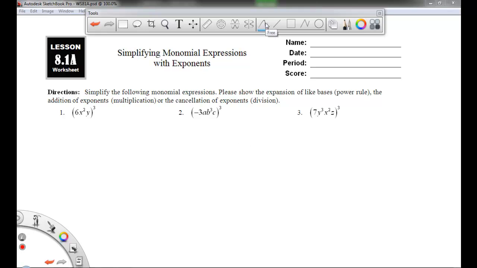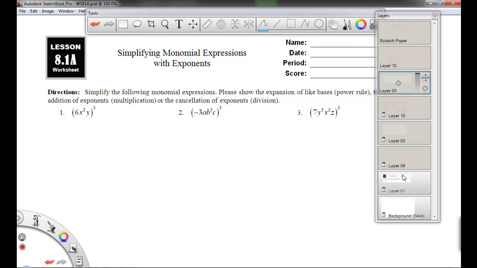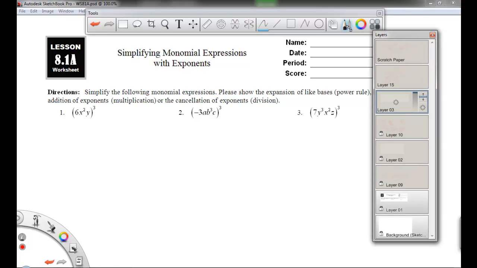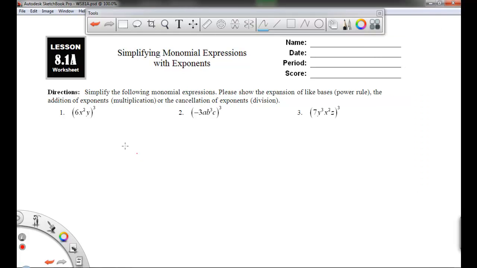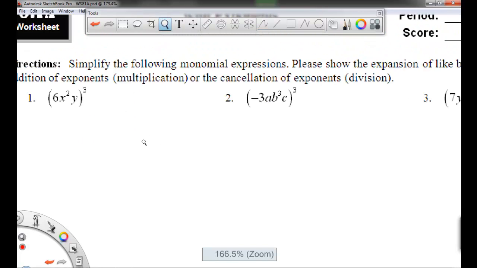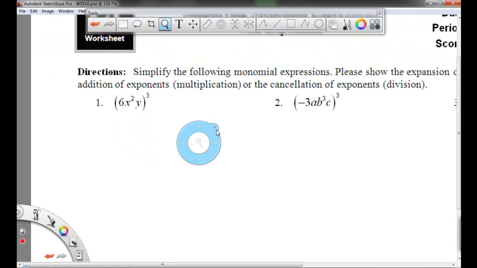We'll go ahead and start with a nice simple one, problem number 1. Let me bring up my layer here, have something to write with, and zoom in. Nice simple problem. Now, one thing that you've got to remember: if I just have x squared, the x is the base and the 2 is the exponent.